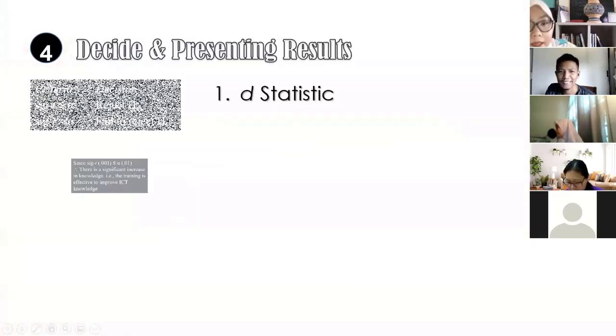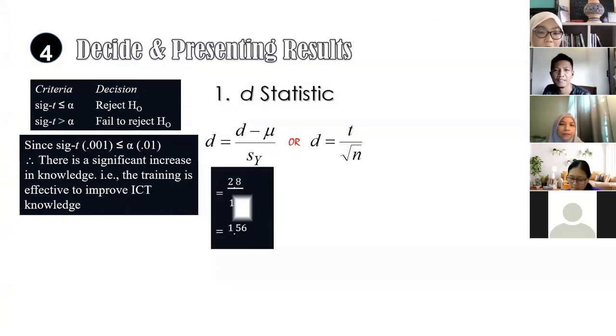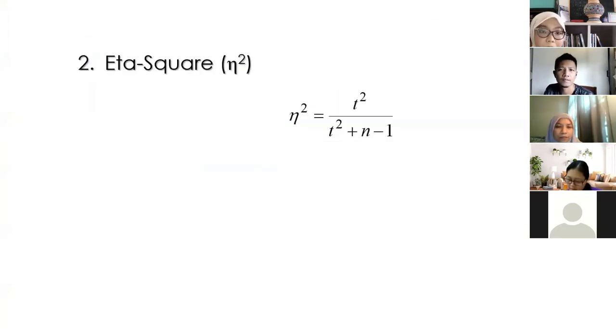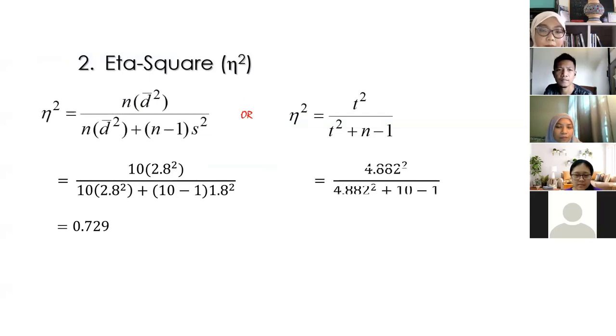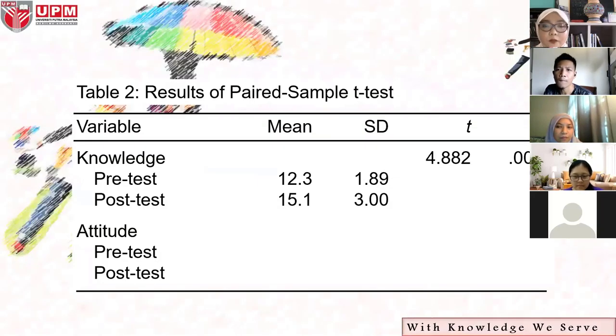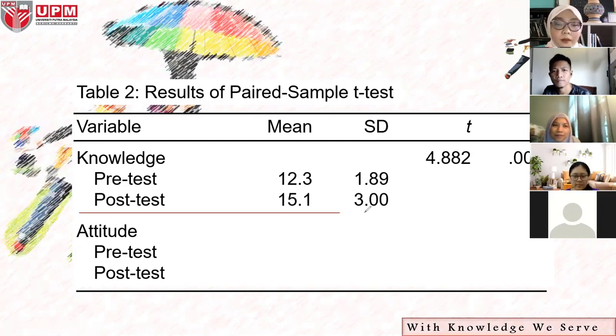So, deciding and presenting the result. Okay? Is there a table? There is a table. So this is how to present the table. For the paired sample t-test, you need to present both the variable, pre and post. So the mean, standard deviation, T and P value. So this is the table you can use to report your paired sample t-test findings.